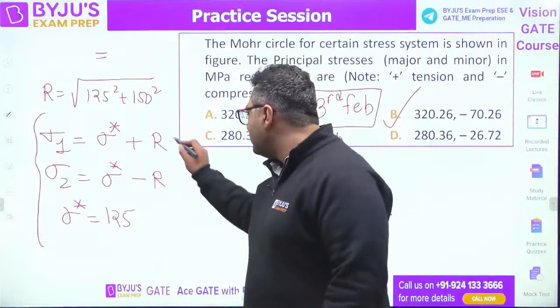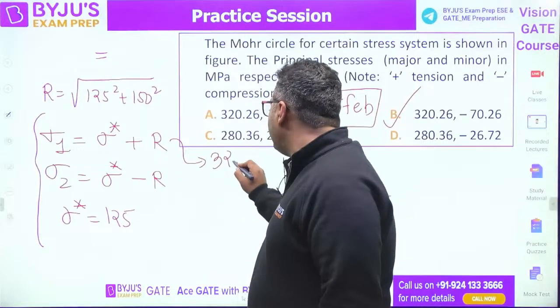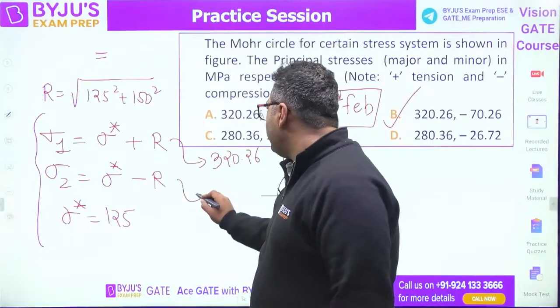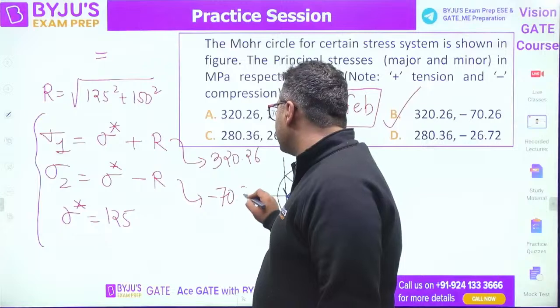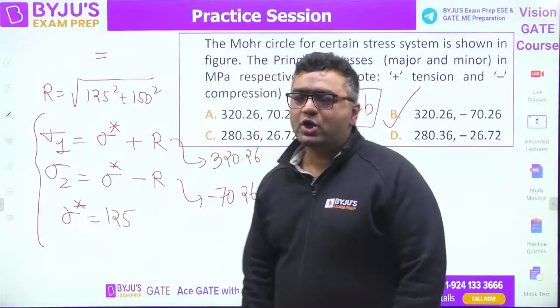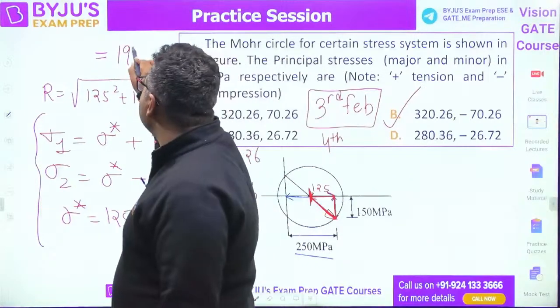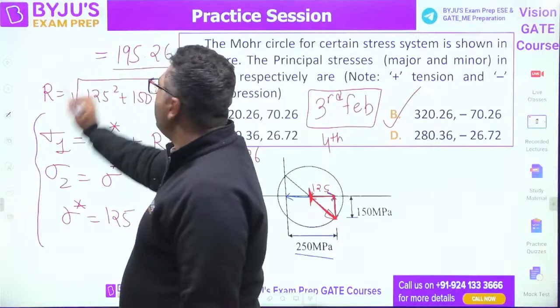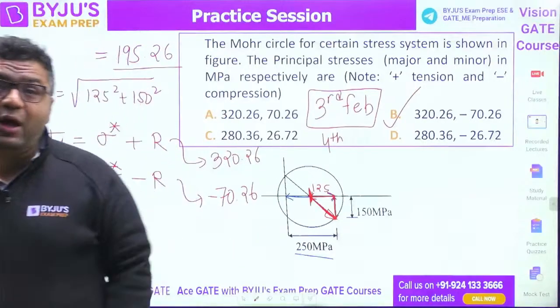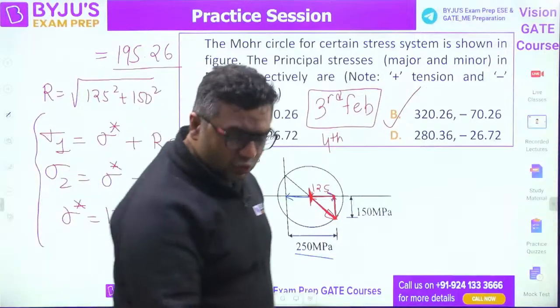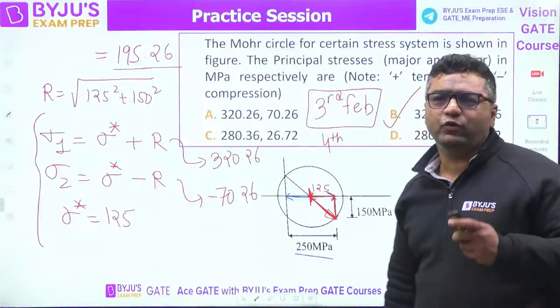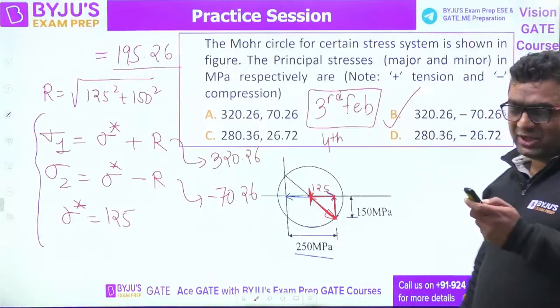When you find sigma 1, it will come out to be 320.26 and sigma 2 will come out to be minus 70.26. Yes, very good. So 195.26 will be the radius. Okay, very good. Fine. So I feel everybody can do it now. It is a very good question from the Mohr circle point of view. Wonderful guys.